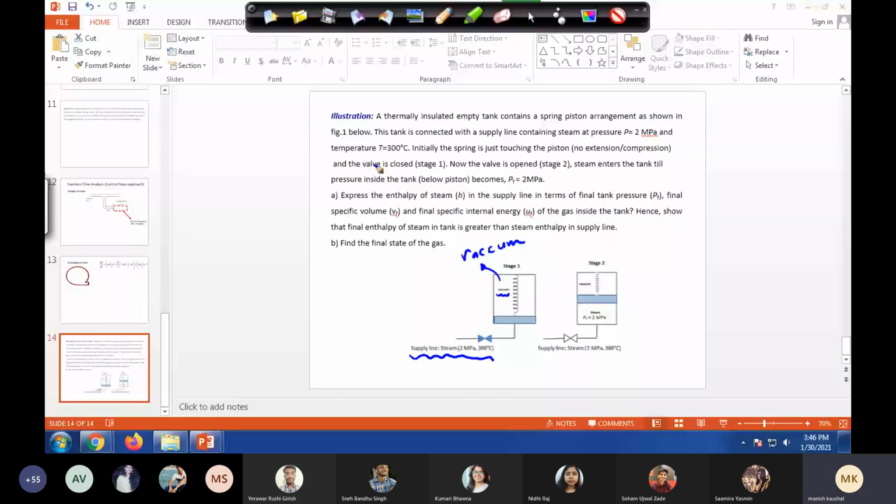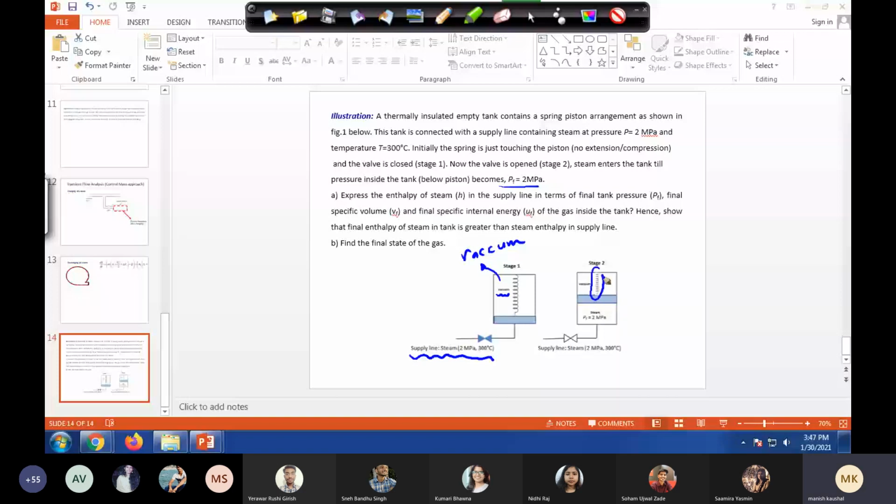Now the valve is opened. So you open the valve, and steam enters the tank till the pressure inside the tank below the piston, the final pressure, becomes equal to 2 megapascal. So gradually gas is entering. So it is a charging problem, no doubt. But what is happening here? We have this extra arrangement. This is spring.